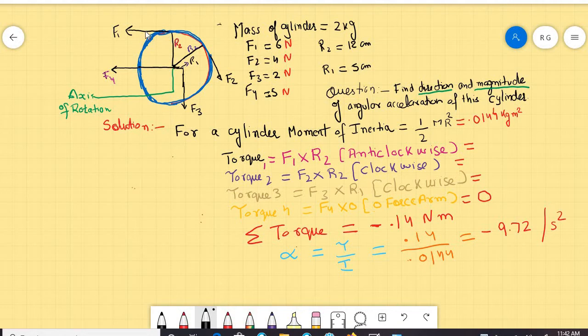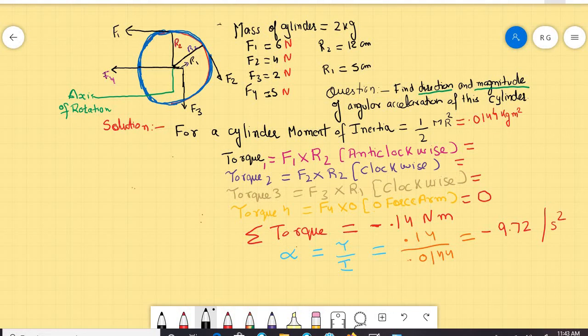So if you see, the cylinder is being subjected to torque because of four forces. The way to solve this numerical is, first, calculate the cylinder's moment of inertia, which is a standard figure. The figure shows the axis of rotation. Then calculate the respective torques, torque 1, torque 2, torque 3, torque 4, and then calculate the net resultant torque.